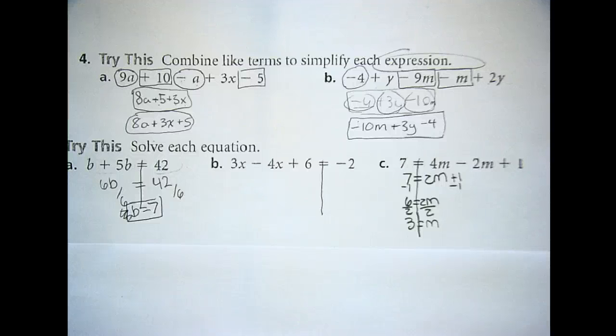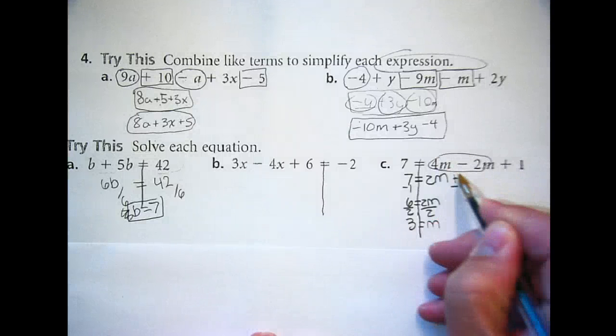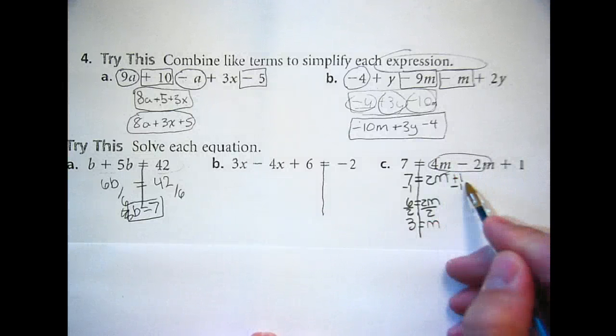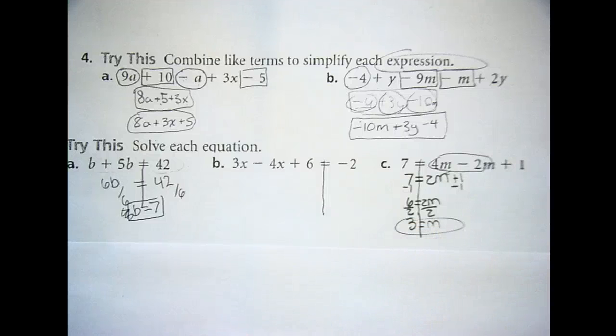Notice on letter C, Mackenzie put together the 4m minus 2m. These two pieces right here together makes 2m plus 1. Subtract 1 on both sides, you get 2m equals 6. Divide by 2, you get 1m equals 3. Good job, Mackenzie. All right, volunteer for B?